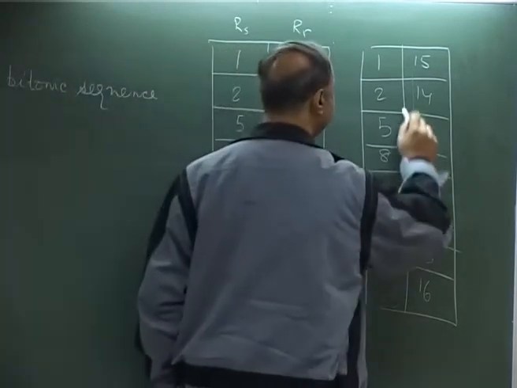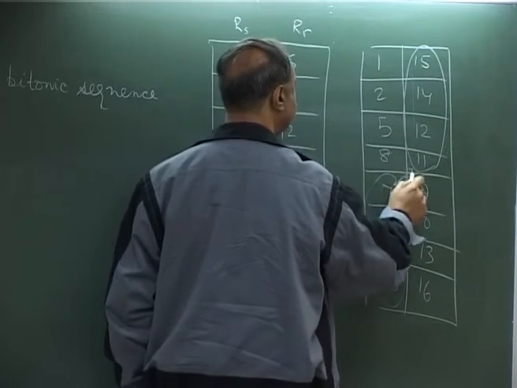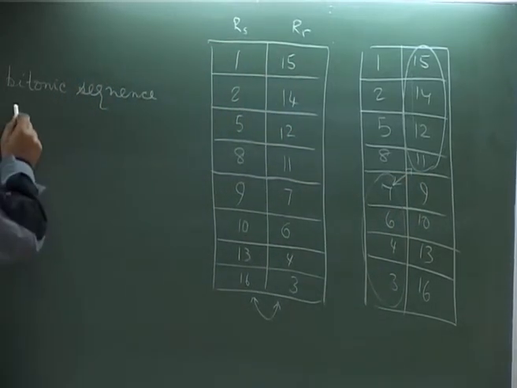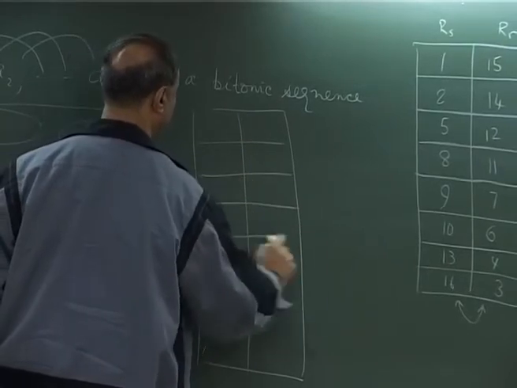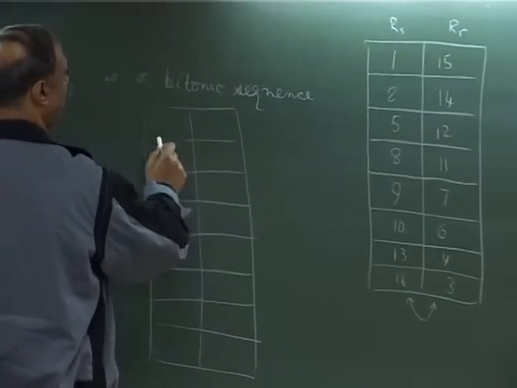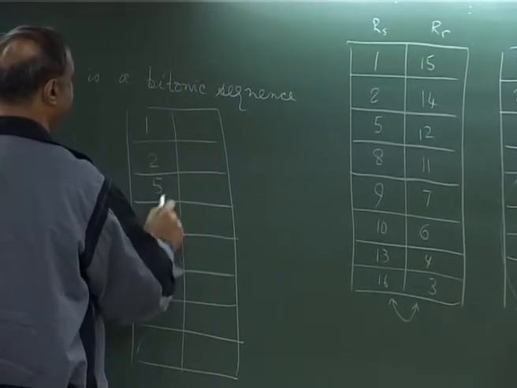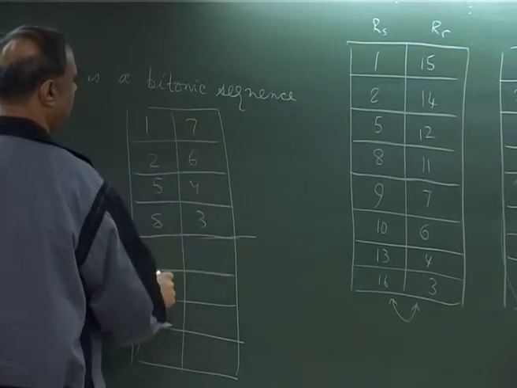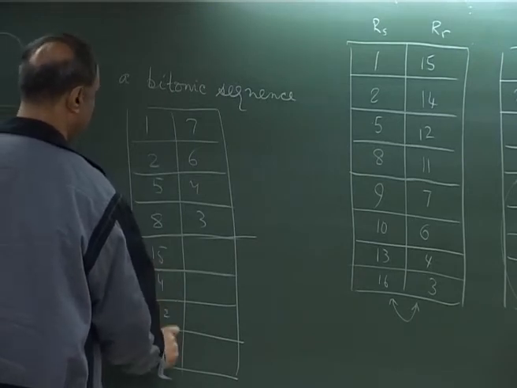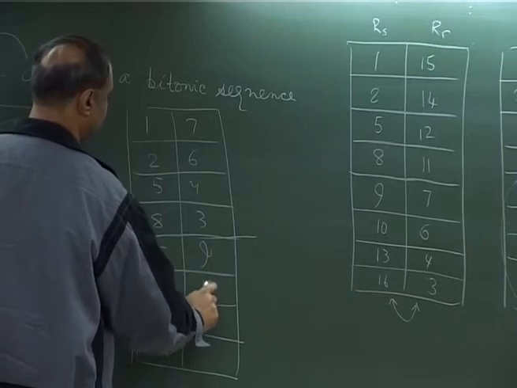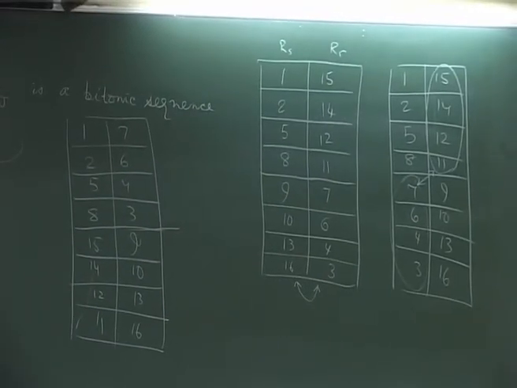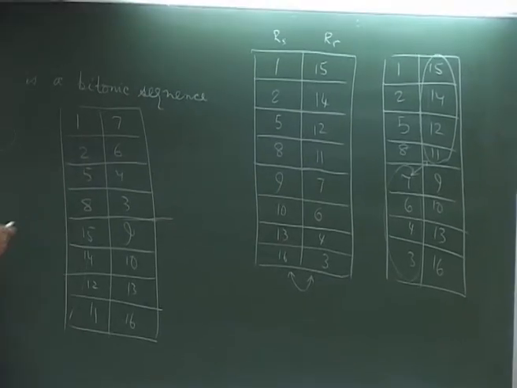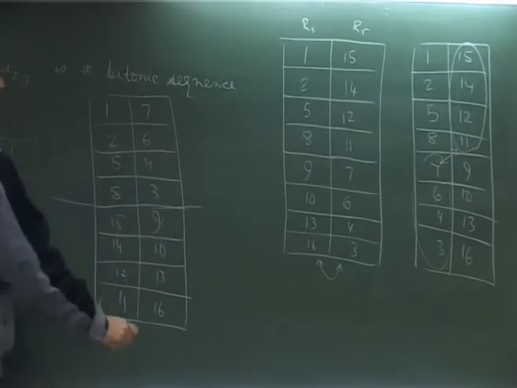So what I will be doing is interchanging these two. If I interchange them, I get 1, 2, 5, 8, 7, 6, 4, 3, and 15, 14, 12, 11, 9, 10, 13, 16. You observe that you get two bitonic sequences, and all these elements will be smaller than these elements.